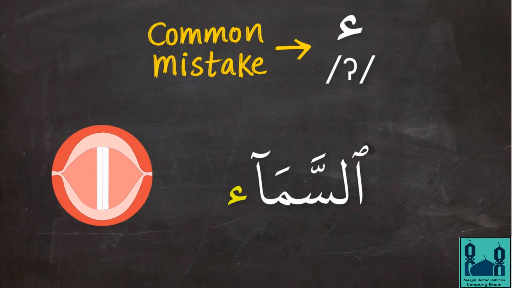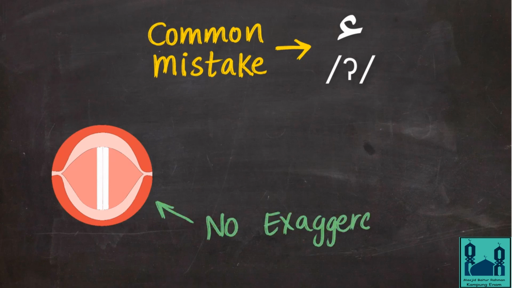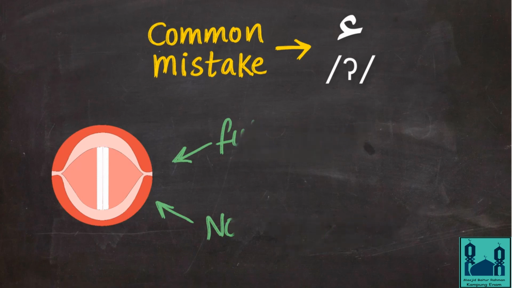السماء. السماء. And this mistake is usually made by learners who want to make sure to pronounce the hamza fully. So they kind of exaggerate the sound, and then the mistake is made. Instead, hamza should be a pure closure of vocal cords, stopping air momentarily without exaggeration or inattention.